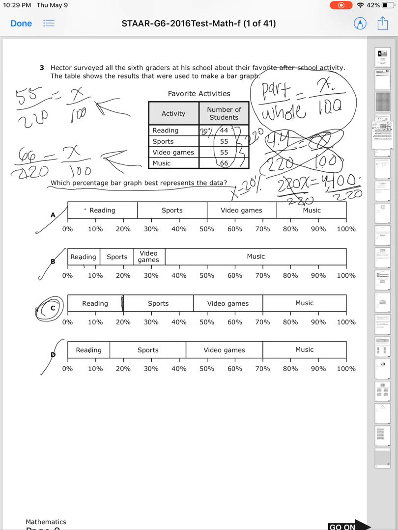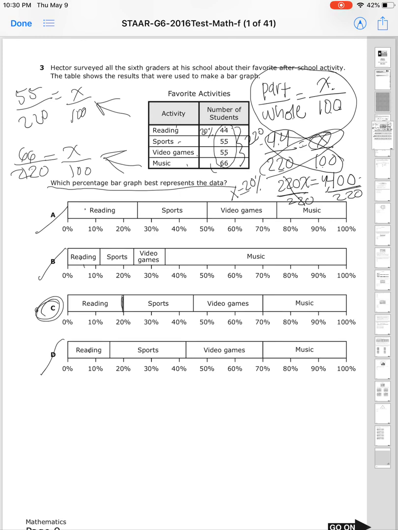So I know what each part is, which is the number of students here, but I don't know the whole. In order to find the whole, I need to add all these together, which gives me 220. So if I'm trying to find what the percentage is for each activity here, I have to have the part, which is 44, over the whole, which is 220, which is equal to x over 100 because percent's always out of 100. And then I have to cross multiply.